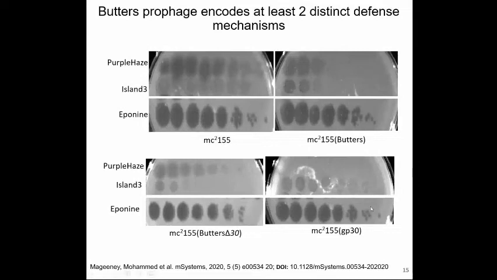The next thing is the sufficiency test that I talked about. Now we know 30 is required to defend against Purple Haze. 30 is necessary to defend against Purple Haze. So we asked the question, can it do it alone? Is it on its own sufficient to defend? And so we take 30 alone and put it in MSMEG and express it and do the test again and see what we find is that Purple Haze cannot infect when 30 alone is present. That means 30 alone is sufficient to bring about defense. And just to note also that Island 3 is not affected by 30 whatsoever, to make the point.